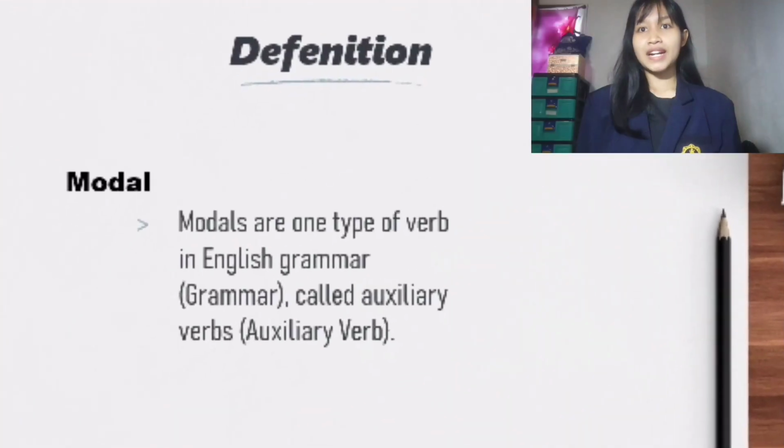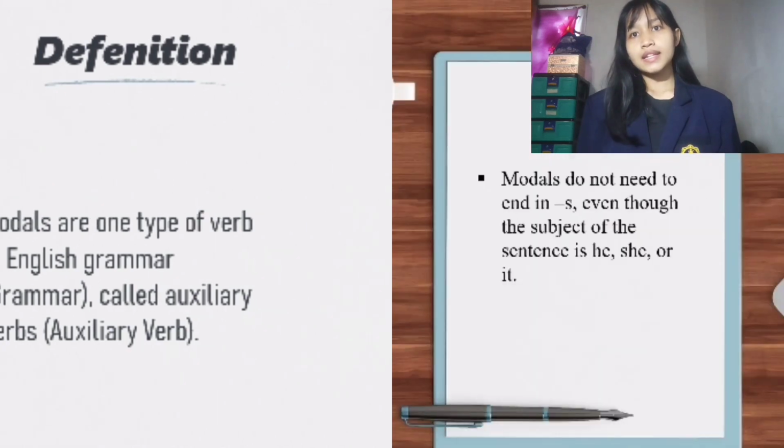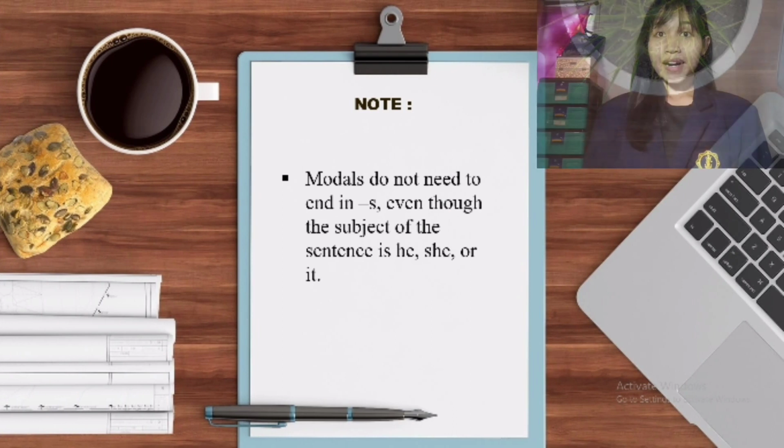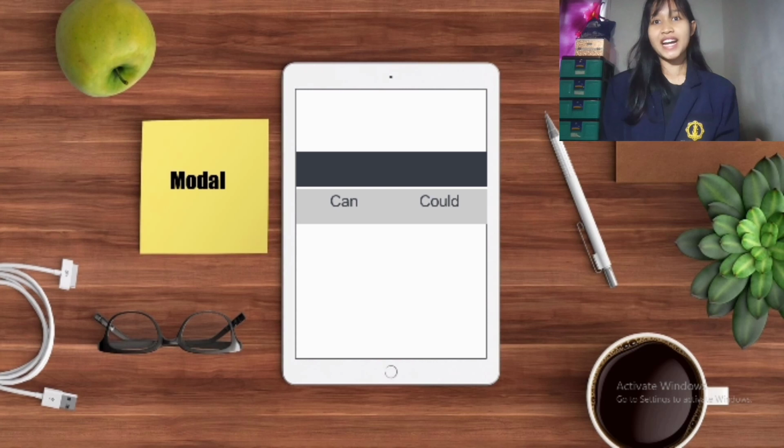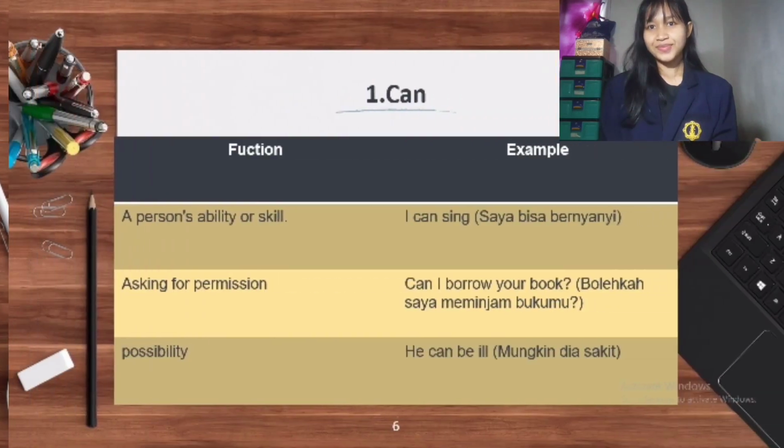Okay, let's start. For the first one, there's the definition of modal. Modals are one type of verb in English grammar called auxiliary verbs, where modals do not need to end in s even though the subject of the sentence is she, he, or it. For the first one, there's can and could.